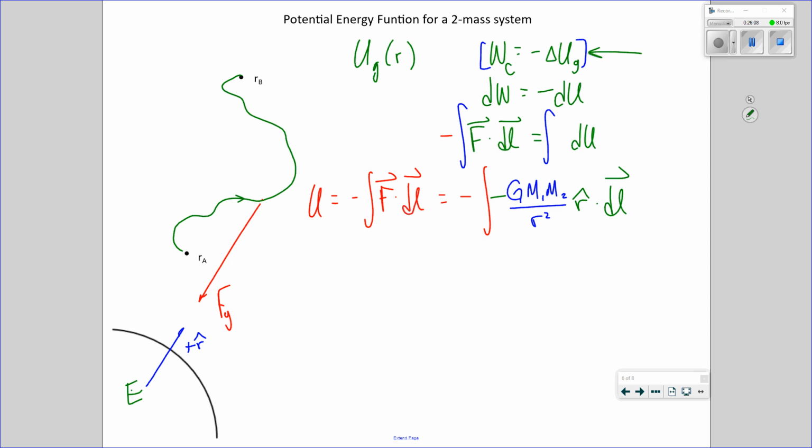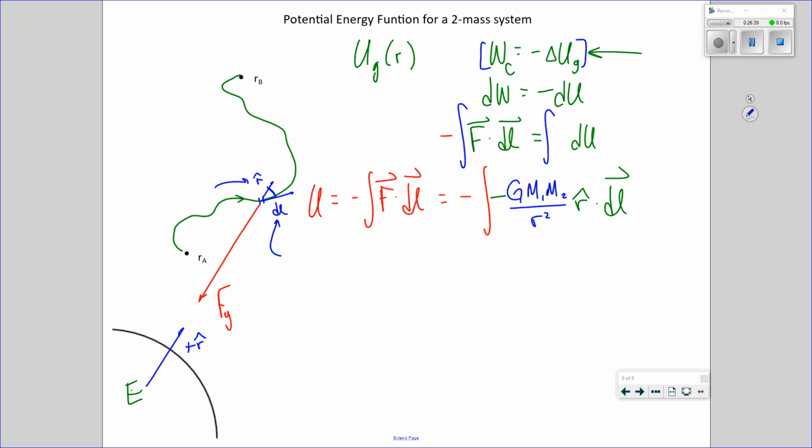R hat dot dl vector. That looks, all right, so here's a dl. Little tiny dl. R hat is this way. So this is 1 that way. This is little tiny. So it's 1 times little tiny times that angle, that cosine of that angle.